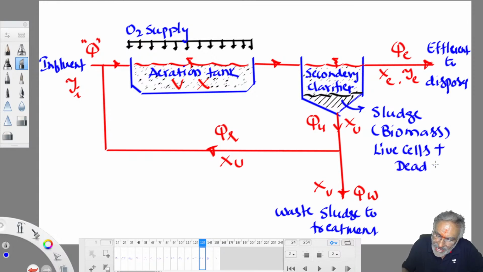Some organisms have died, some organisms still survive with great difficulty. They are about to die. At any moment they die. So sludge contains both live cells as well as dead cells. So what happens? You keep on applying the food, but organisms have already left the process. There are no more organisms in the aeration tank. They already left the process.